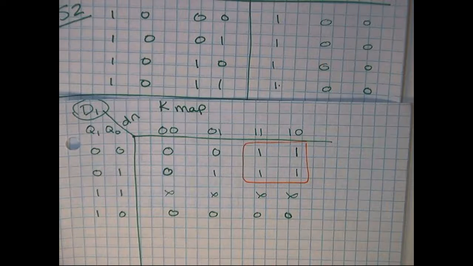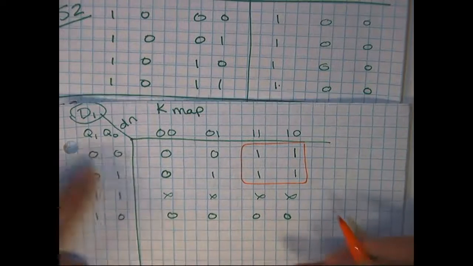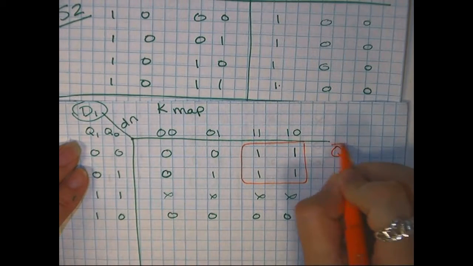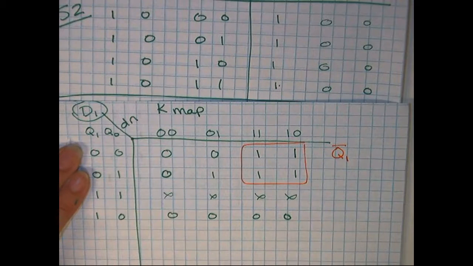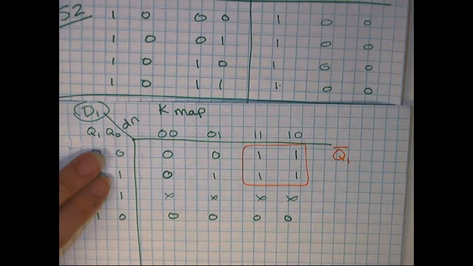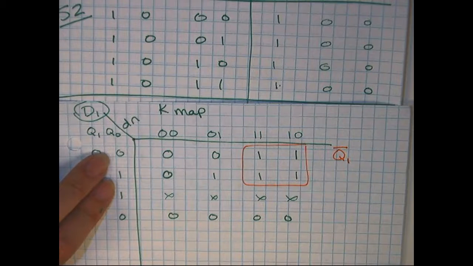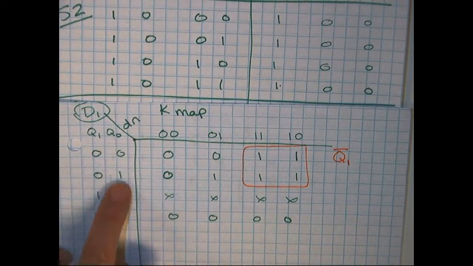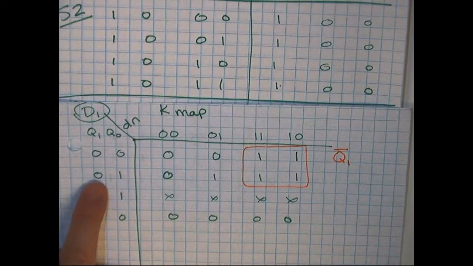How about the Q's? Anything over there? No. Oh, wait, Q1 not? Yeah, Q1 not, because these are zeros. So Q1 not. Does it matter what Q0 is? No, look at our squares here. It's one either way. So it's just Q1 not.